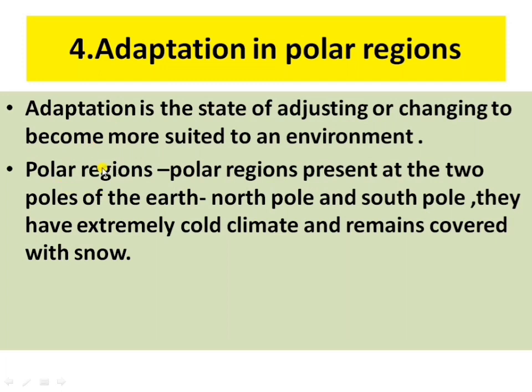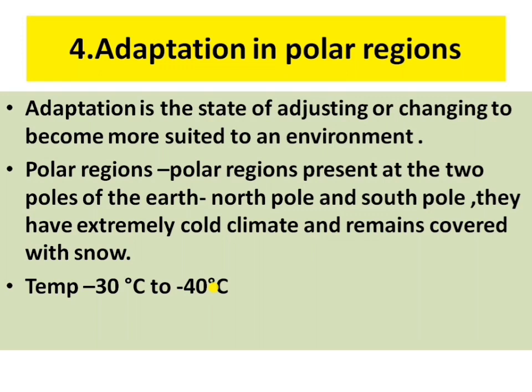Adaptation in polar regions. The polar regions are present at the poles of the Earth, the North Pole and the South Pole. They have an extremely cold climate and remain covered with snow. The temperature can be as low as minus 30 degrees Celsius to minus 40 degrees Celsius. They do not have sun continuously for 6 months, so they hardly have any light during the day.